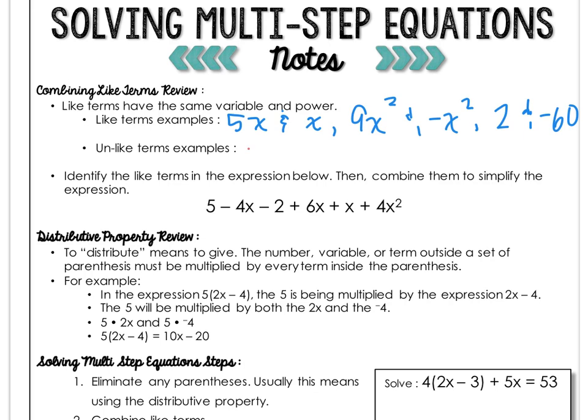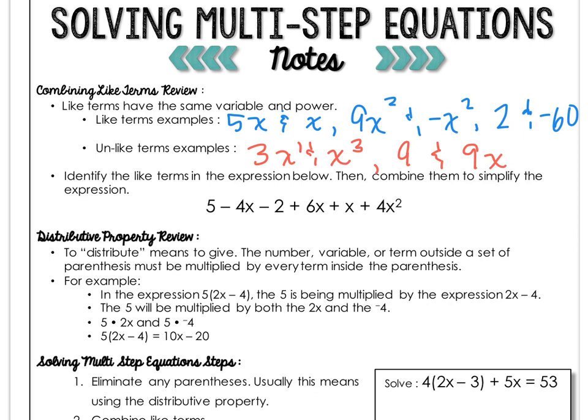So for example, 3x and x cubed. They have the same variable, x, but they do not have the same power. That's x to the first and x to the third. So those cannot be combined. And 9 and 9x, 9 by itself is a constant, but 9x is a variable term, so those cannot be combined. In this expression, we're going to identify the like terms and combine them to simplify the expression.